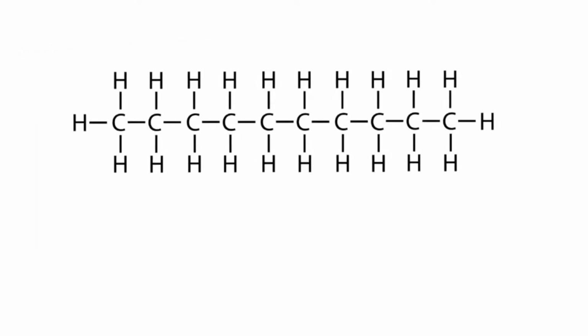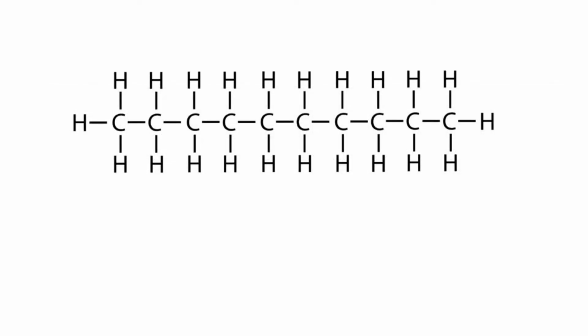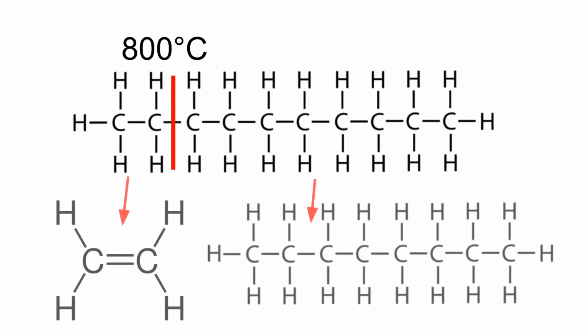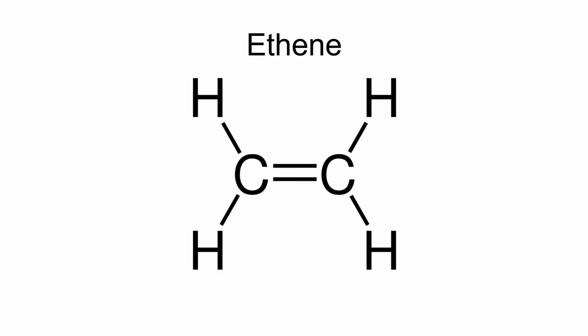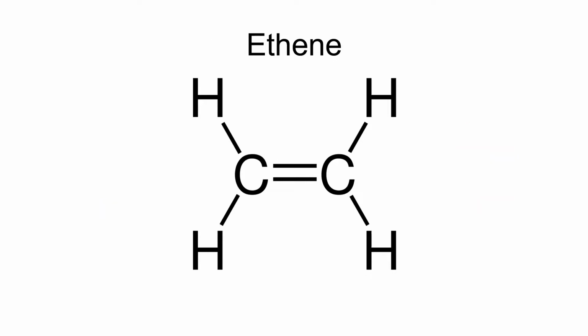Cracking is, according to BBC Bitesize, a reaction where larger saturated hydrocarbon molecules are broken down into smaller, more useful hydrocarbon molecules. An easy way to crack the chain is to place it under a temperature of 800 degrees Celsius. This splits the chain into two products: ethene, which is what we need, and a residual alkane chain. Now that we have ethene, how do we get from here to polyethylene and its products? This depends on the plastic we're making.